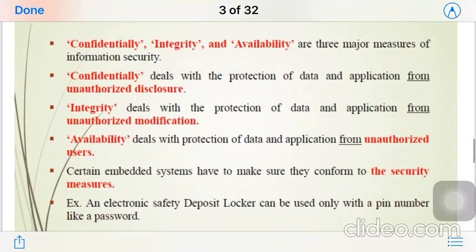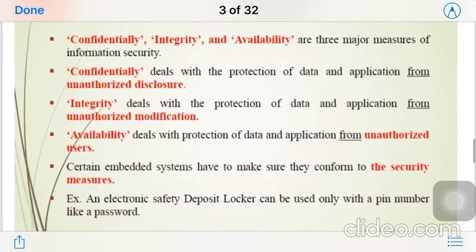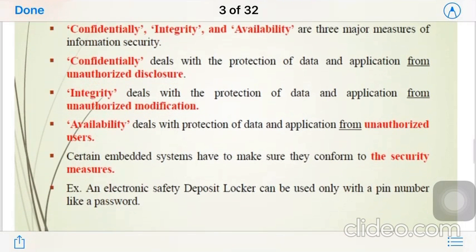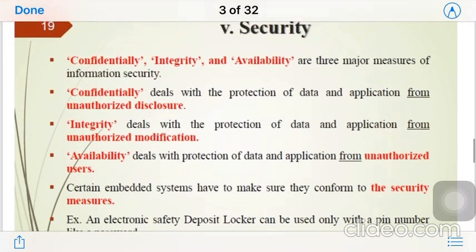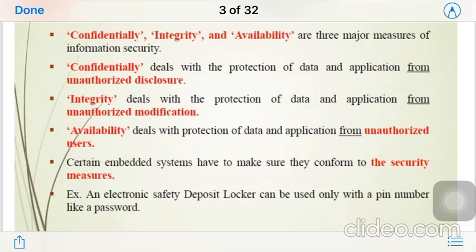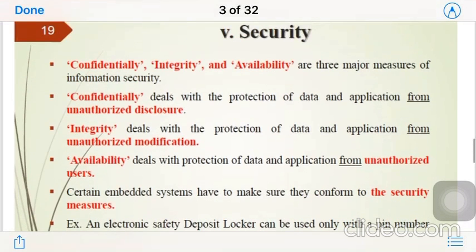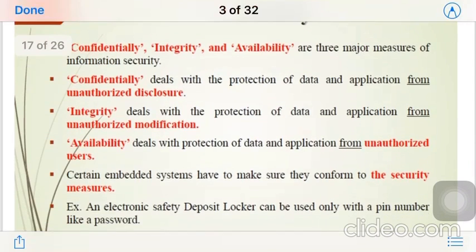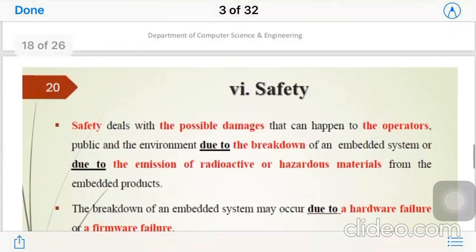Okay, certain embedded systems need to take care of all the security measures. A simple example is an electronic safety deposit locker, which can be used only with some PIN or a password, right? So that is what we can say: security has to be taken care of if you are dealing with some kind of embedded system where security is more important. Okay, so then the next one is safety.